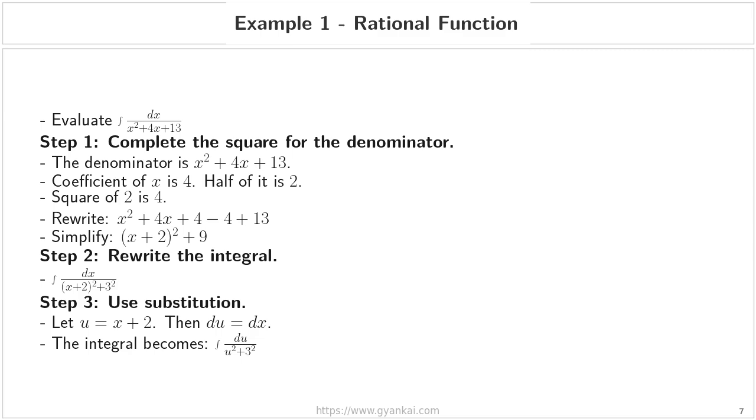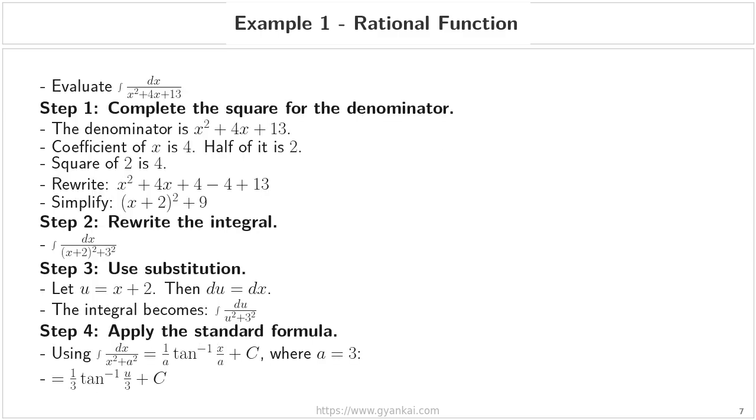With respect to u, notice how the integral is now entirely in terms of u. Now we can apply one of our standard integration formulas. Remember from earlier, the integral of 1 over x squared plus a squared dx is equal to 1 over a times the arctangent of x over a, plus the constant of integration c. In our case, a is equal to 3. So, applying this formula, we get 1 over 3 times the arctangent of u over 3, plus c.